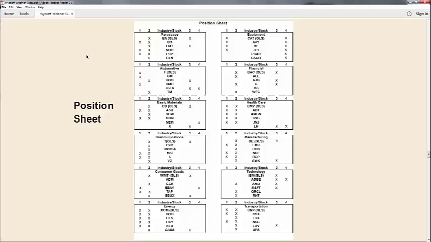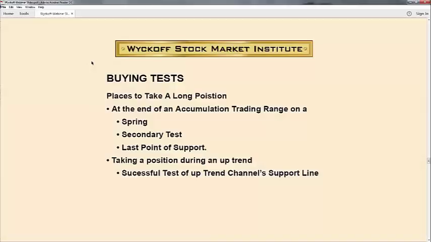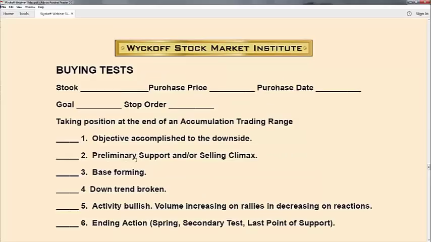Now we need to drill down and find the best candidates in which to take a position, and some sort of a structure that helps us determine that we can make a buying or short selling decision. I believe in buying tests and selling tests. Buying tests tell us where to take a long position, and we can look for the end of an accumulation trading range on a spring, a secondary test, or a last point of support, or it can help us take positions during an uptrend on a successful test of a trend channel's supply line.